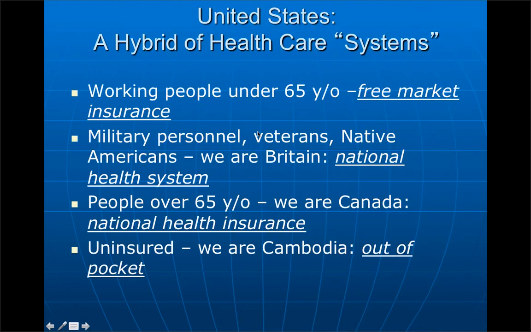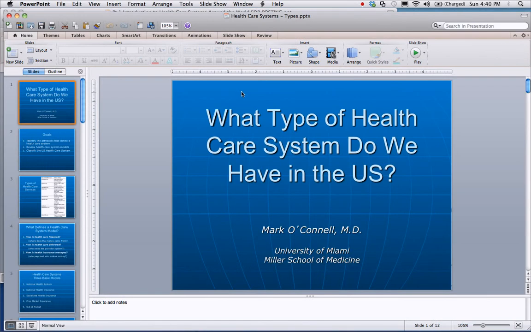So what do we really have here in the United States? Well, this hybrid system is really a combination of free market insurance, which is for people who buy their insurance through the federal government.